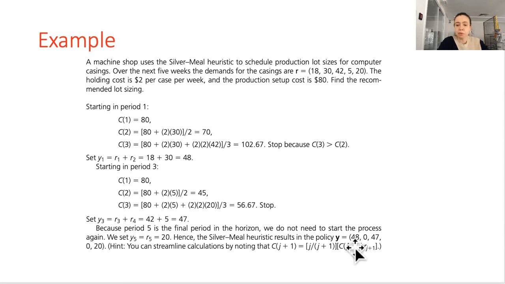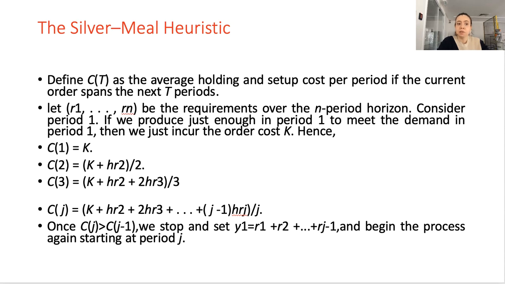In the first period, I produce 48. In the second period, I don't make production. In the third period, I produce 47. In the fourth period, I don't make production. And in the last period, I make a production of 20. This is the solution that I obtain when I apply Silvermeal heuristic approach.